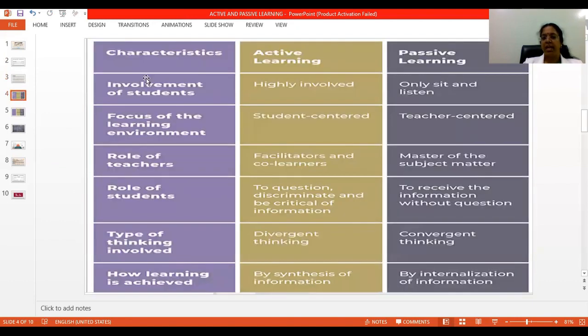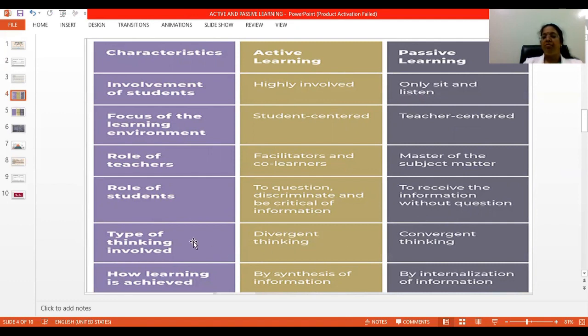If you need to find out the difference between active and passive learning, look at the different characteristics. The involvement of the students is high in active learning and low in passive learning. The focus of the learning environment is student-centered in active learning and teacher-centered in passive learning. The role of the teacher in active learning is a facilitator and co-learner, whereas in passive learning, the teacher is the master of the subject. The role of the students in active learning is very high, whereas in passive learning, the student is just receiving the information given by the teacher.